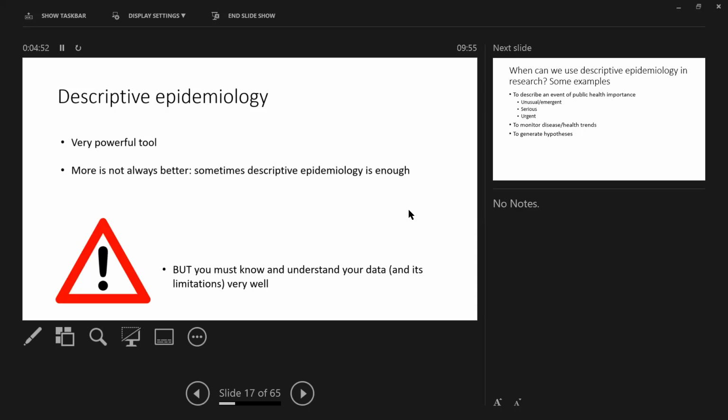But as Netta pointed out, if you do this, you must know and understand your data and its limitations. You must be able to give yourself and the readers the reassurance that there is nothing else that explains it: there's no bias, there's no confounding, there's no issues with statistical power, and you need to demonstrate that and explain this in your paper.